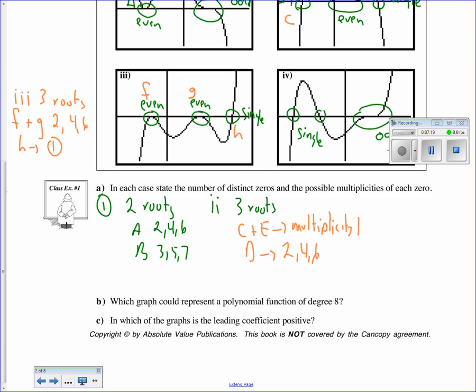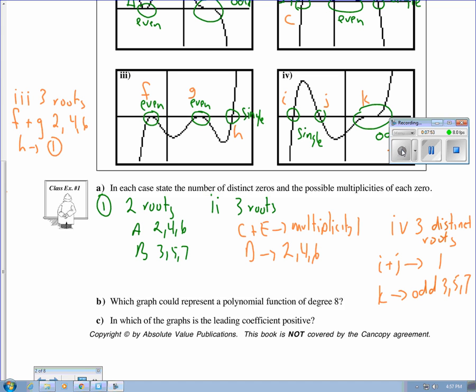And then I've got IV left. IV also had 3 distinct roots, and I'm on letters I, J, K. So for IV, which is over here, I and J are single roots. I and J have a multiplicity of 1, and K has an odd multiplicity. So that's 3, 5, 7.